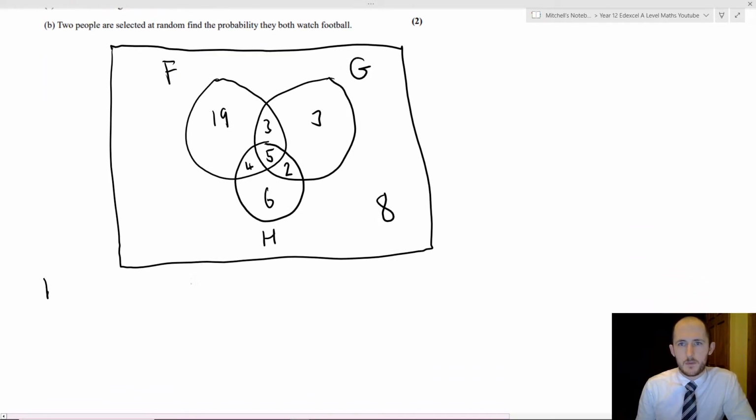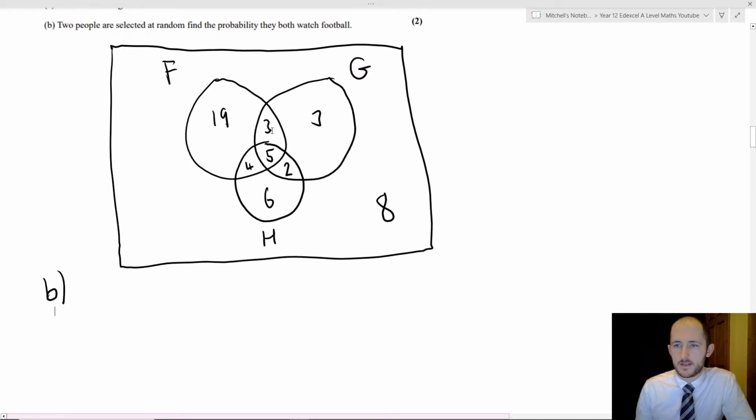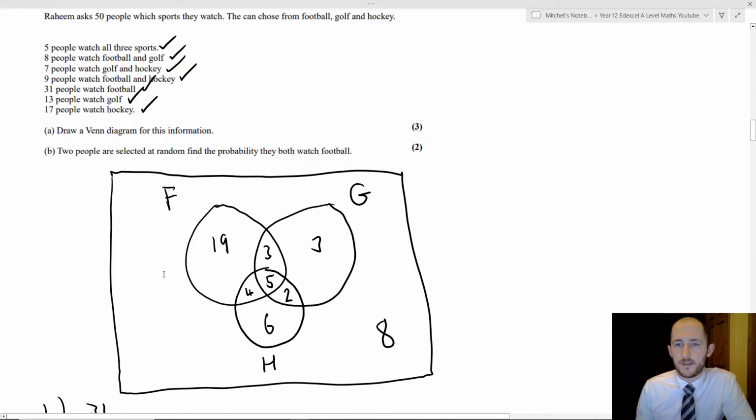B, it says 2 people are selected at random. Find the probability that they both watch football. Okay, so how many people watch football in total? It's 19 plus 3, so 22, 27, 31. So I'm going to write 31. Out of how many people in total? Well, it says at the beginning there's 50 people.